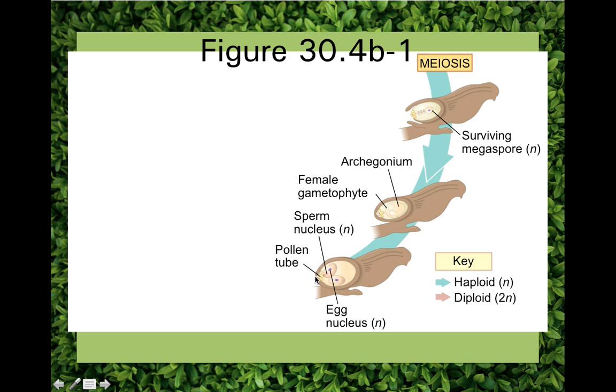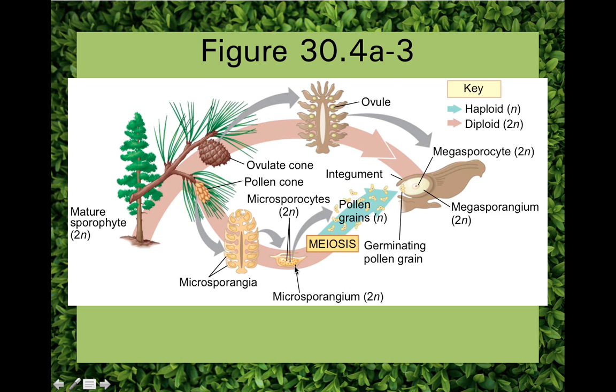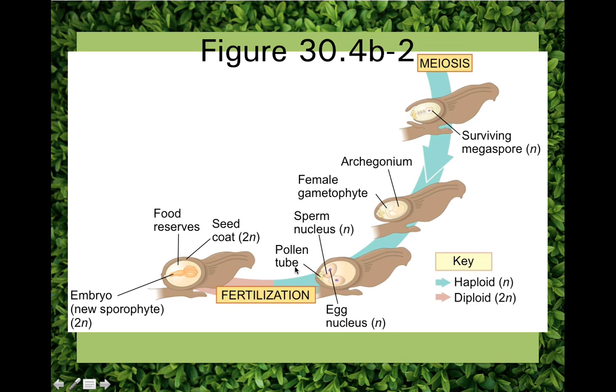The pollen, once it gets through the micropyle, lands on the surface of the megagametophyte and grows through to unite with the egg nucleus, the sperm and the egg nucleus. We get our new zygote, our first diploid cell that divides by mitosis to form our new sporophyte, the embryo, a whole baby plant inside this seed.